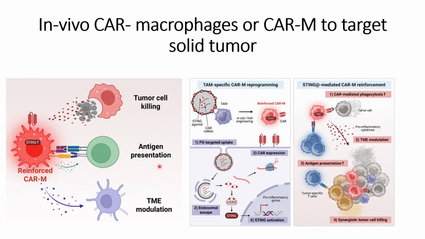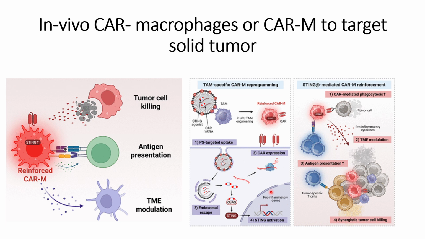So how this works is briefly described in the figure on the right-hand side, where first, the lipid nanoparticles are targeted to the tumor-associated macrophages. This lipid nanoparticle contains the STING agonist mRNA and the CAR mRNA. Once it interacts with the tumor-associated macrophages, it will be taken up by them, and endosomal escape will occur, and in that case the STING mRNA will enter into the nucleus, and it will cause the STING activation.